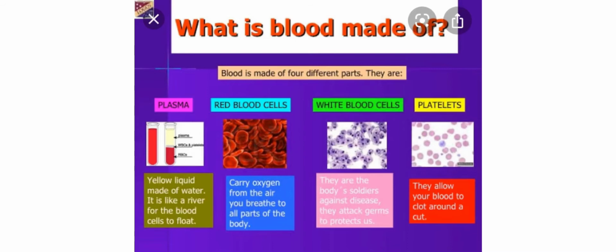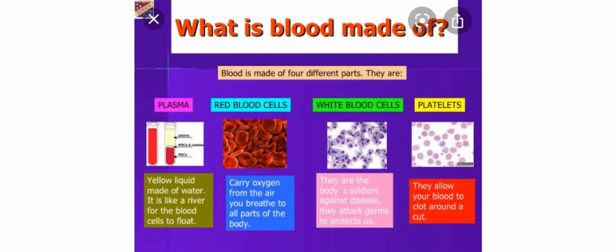Let us see the function of the plasma. Plasma is a yellow liquid made up of water. It is like a river for the blood cells to float. So blood cells are floating in a yellow colored liquid which is made up of water and it is called plasma. Next is red blood cells, RBC. They carry oxygen from the air to all the parts of the body. You have already studied, right, that hemoglobin carries oxygen to all the parts of the body from the lungs.